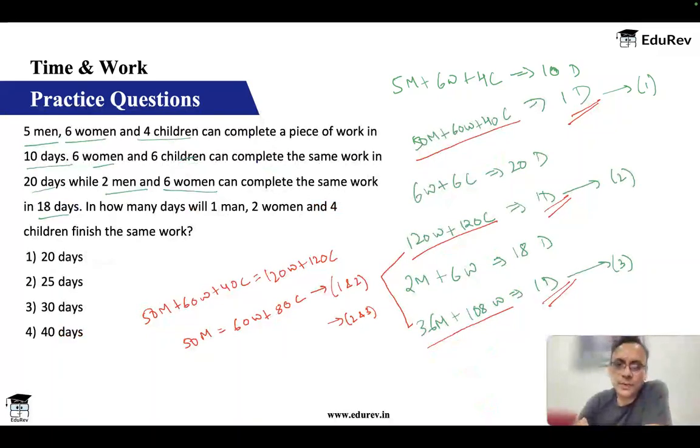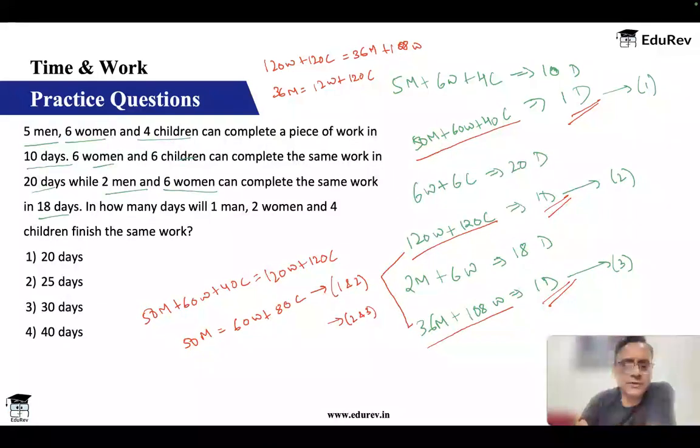And then what do I get? 120 women plus 120 children is equal to 36 men plus 108 women. Okay, so 36 men, let's keep men on the left hand side, is equal to 120 minus 108, 12 women plus 120 children. And if I simplify this, I can cancel by 12. 3 men is equal to 1 woman plus 10 children. I cancel by 12, so 10 children.